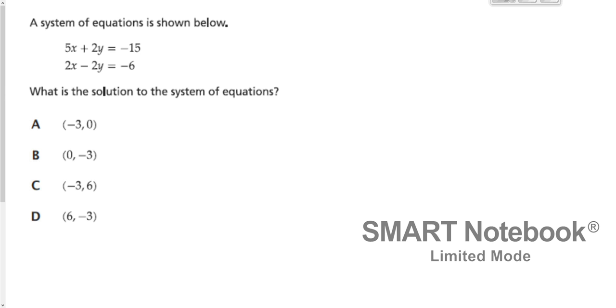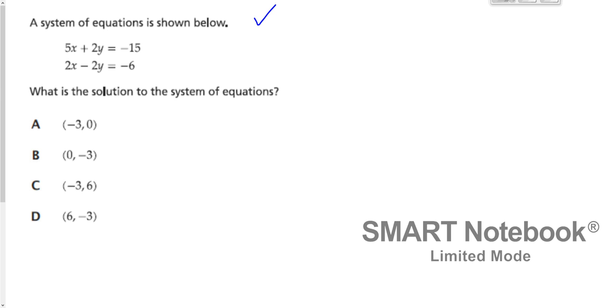If you look, these two equations are lined up perfectly. What do I mean by that? The x's are on top of each other, the y's are on top of each other, the equal signs are on top of each other, and the constants are on top of each other. These two equations are written in the exact same format. Check.